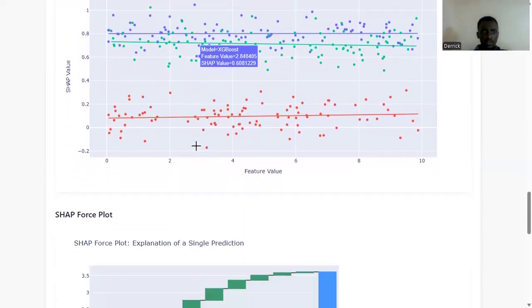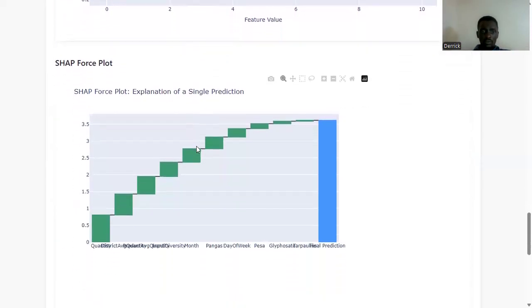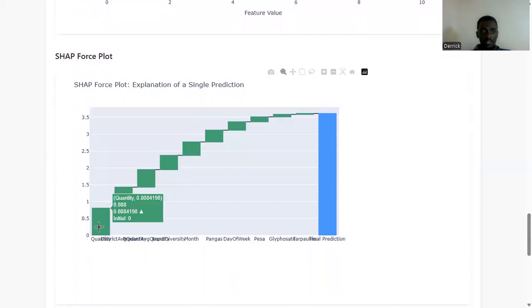of these models. Then the explanation of a single prediction, you see how quantity contributes around 80% with maybe the district average quantity, and then how the product average quantity, everything, how they contribute to come up to this final prediction, and how they weight and add up.